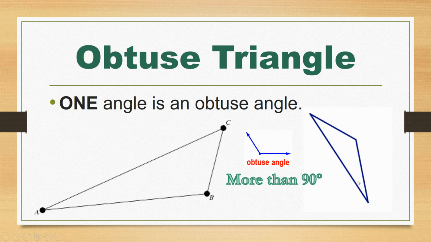This is another example of a triangle. This right here is acute. This one is acute. This one's obtuse. So because I already see an obtuse angle, it's already an obtuse triangle.